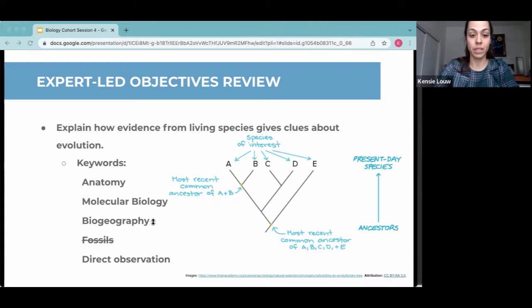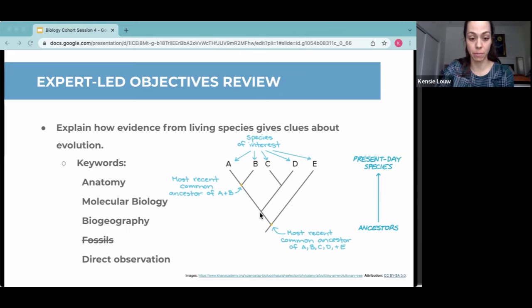Biogeography. This is talking about how organisms are distributed around the globe and how distinct features appear in different regions, especially islands. Islands can teach us a lot about evolution, as species there display unique traits and features based on where they are. And then finally, direct observation. You can actually observe evolution happening in real time with species with short life cycles and large populations, such as bacteria or some species of insects. So we will talk about a few examples of each of these.